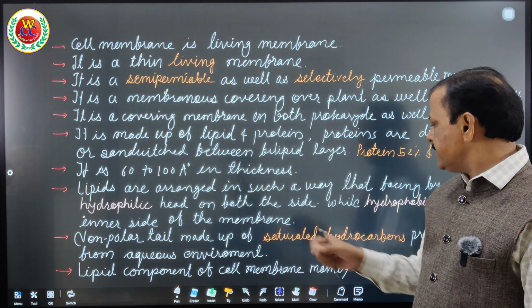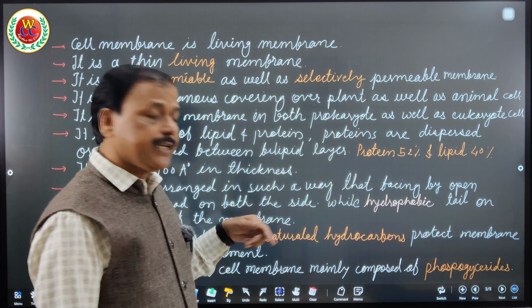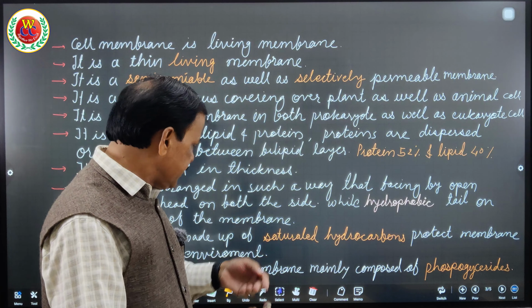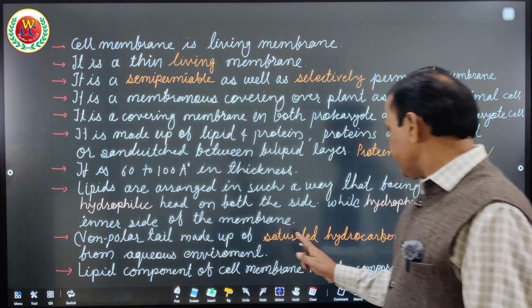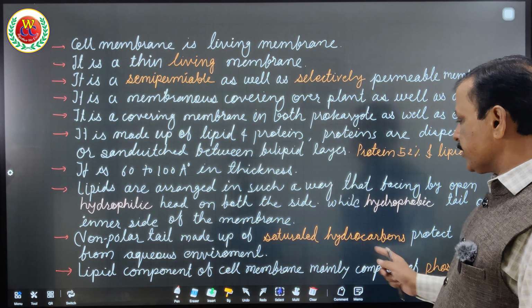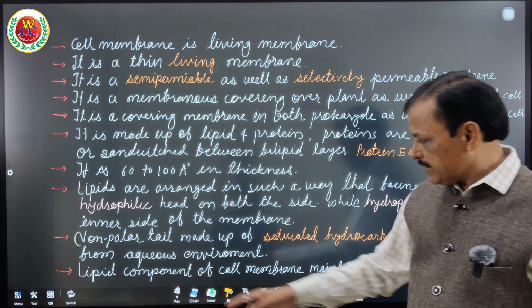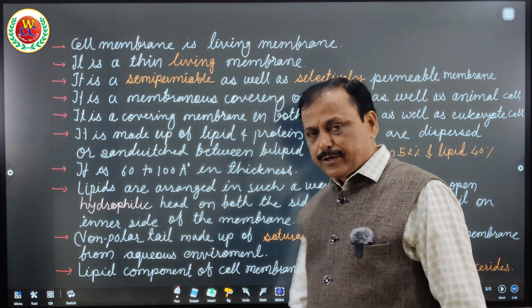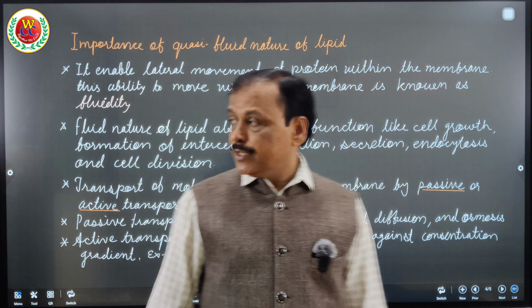Lipids are arranged in such a way that they have hydrophilic and hydrophobic ends. The hydrophilic end is exposed outside while the hydrophobic end is within the cell membrane. The non-polar tail is made up of saturated hydrocarbons, which protect the cell membrane from the aqueous environment, as already discussed. The lipid membrane of a cell is mainly composed of phosphoglyceride; that is what you have to remember.